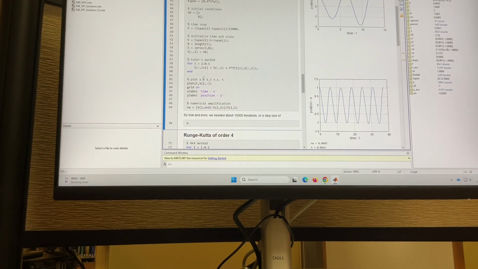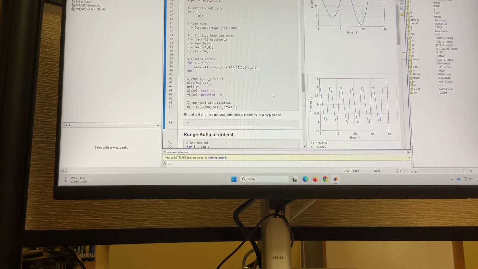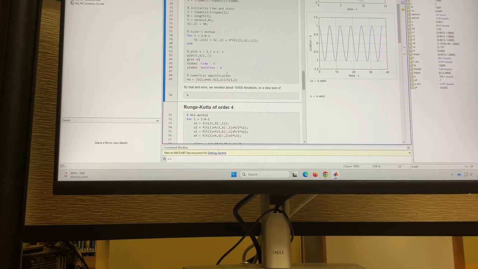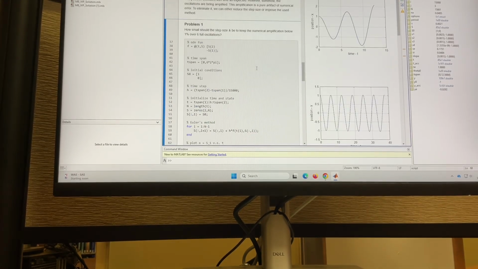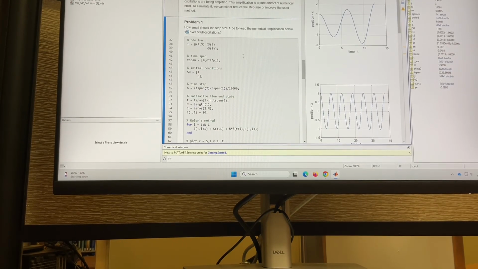Okay, now we need to plot x equals S1 versus t. So we're going to do that. We're going to plot t and then S(1, :). We're going to do it time with position. And then we need to find our numerical amplification. So over here it says, what should it be, below 1%.